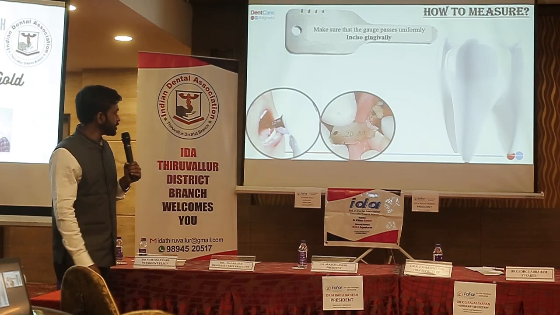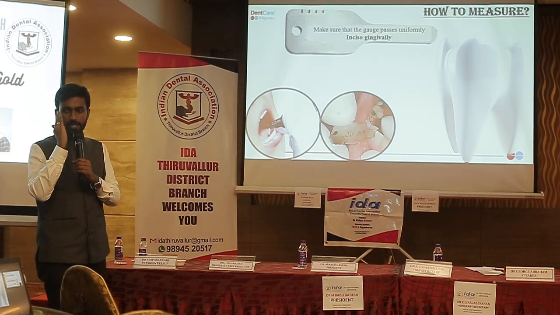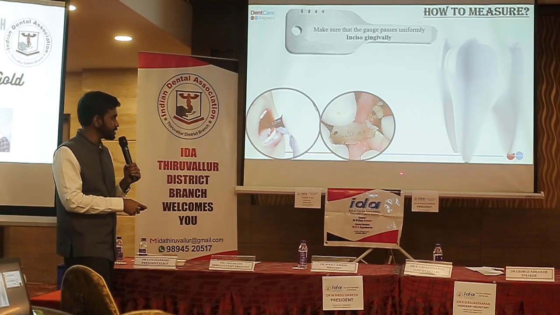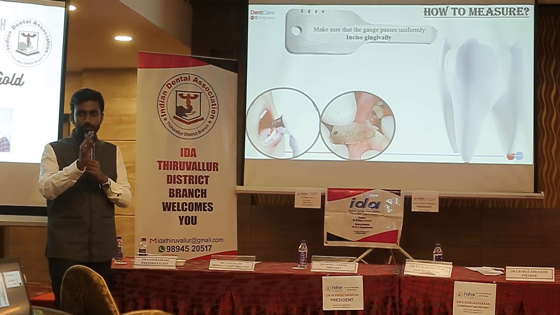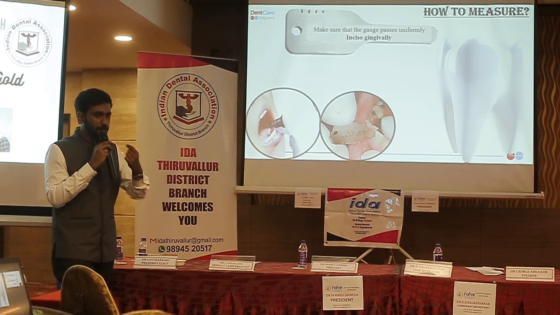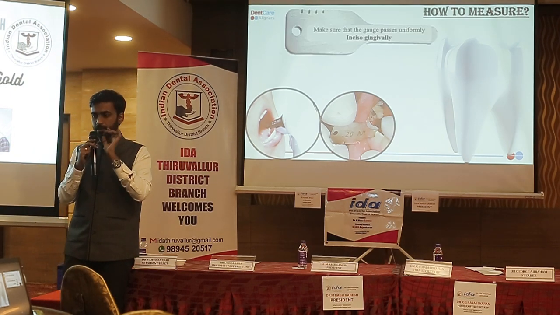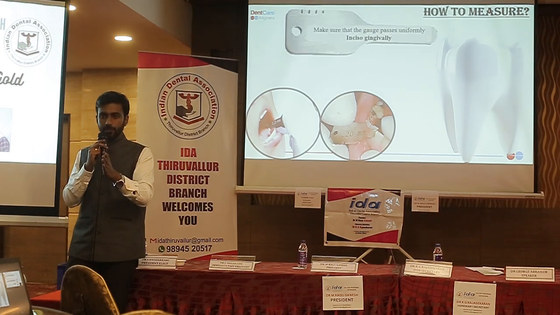Okay, so this is how you have to use it. Make sure that the gauge passes uniformly incisogingivally. If a 0.2 mm reduction has to be done, you have to break the contact, and make sure that the 0.2 mm gauge is passing uniformly. If there's any doubt whether it is passing uniformly, you can just ask the patient if they are able to feel it on their gums. If they are able to feel it on their gums, it means the 0.2 mm reduction done is uniform.